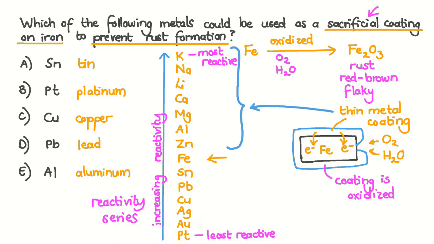Of the possible answer options, only aluminum is higher than iron in the reactivity series. Tin, platinum, copper, and lead are all less reactive than iron and so cannot be sacrificial protectors of iron. So the metal which could be used as a sacrificial coating on iron to prevent rust formation is Al, aluminum.